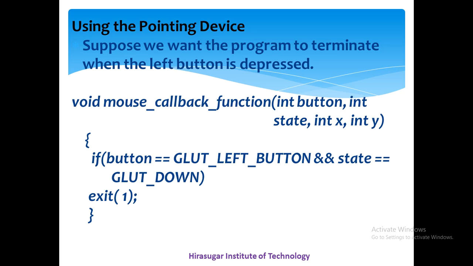If button equal to GLUT_LEFT_BUTTON, and one more condition, and state equal to GLUT_DOWN, during press.